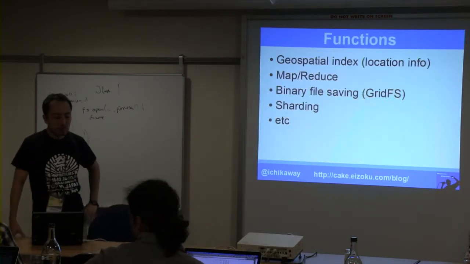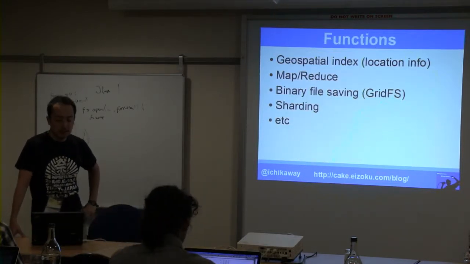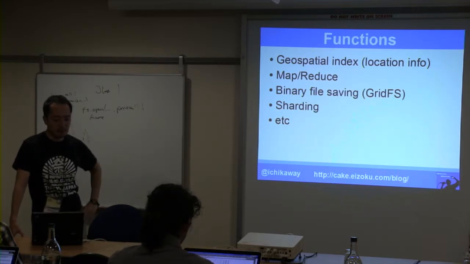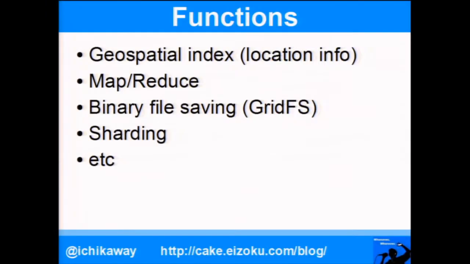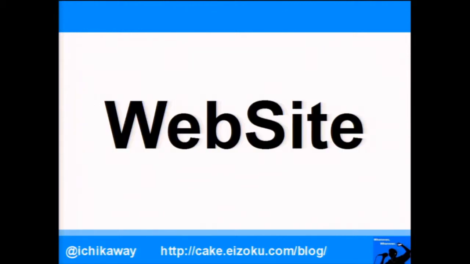And MongoDB has many functions, like geospatial index, which is used by Foursquare. MapReduce is gathering and calculating big data on distributed servers. And we can store files in a MongoDB server. There's also GroupBy, and sharding is table separation, and so on. Okay, finished.